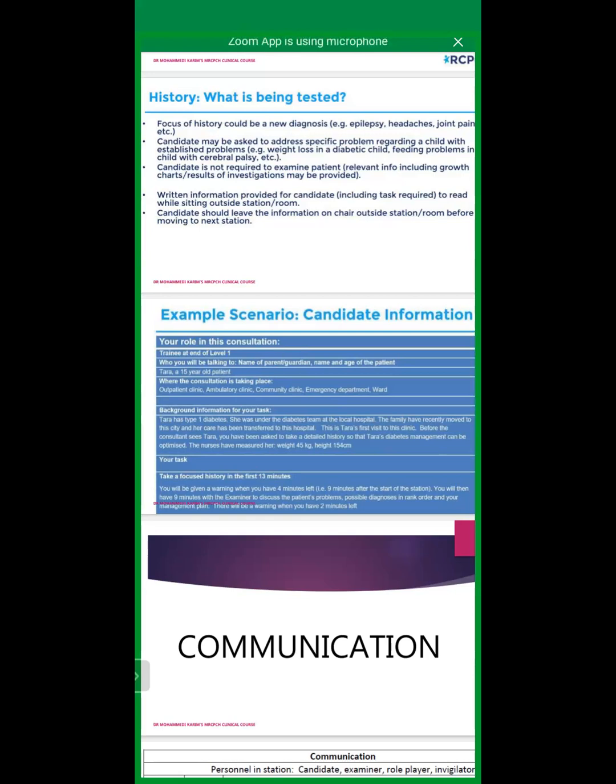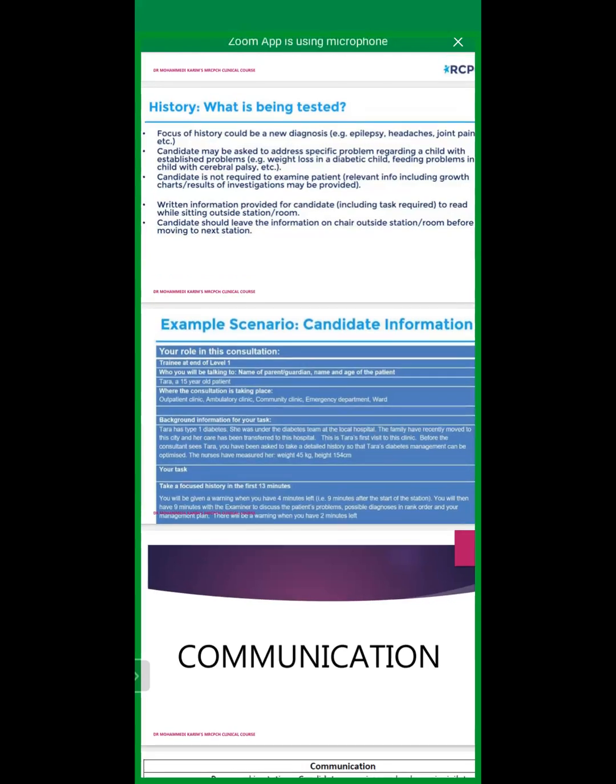And you have to be very good at differentials as well. Another important thing in all the stations is your differential diagnosis. Except for the communication, it comes everywhere. So yeah, this is the history station. Let's go to the next one.